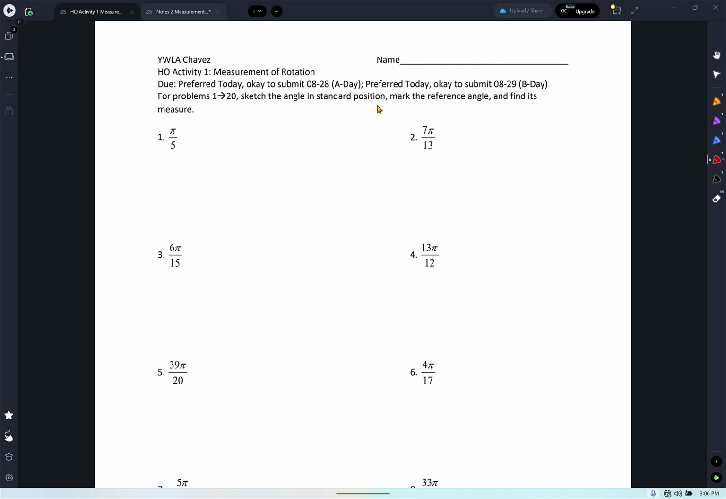All right. Sketch an angle in standard position, mark the reference angle, and find its measure. So when I say find its measure, I'm talking about the measure of the angle. This is pi over 5, leave it alone. You'll see what I mean.